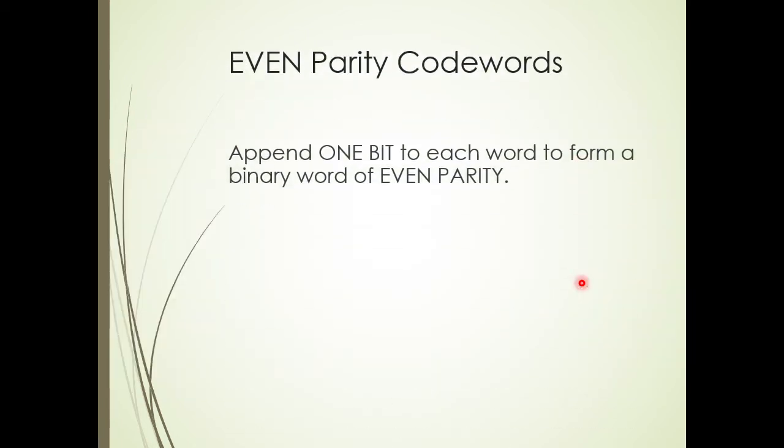Now let's try another example. Suppose that the sender and the receiver agreed on using only even parity. So what bit should be appended on each of these code words in order to have even parity? For the first one, we append 0. For the second one, we append 1. And the third one, we append 1. In this case, the sender and the receiver are only using even parity.